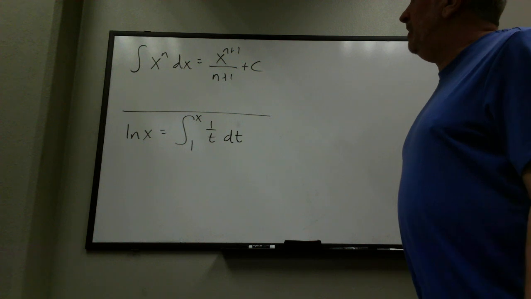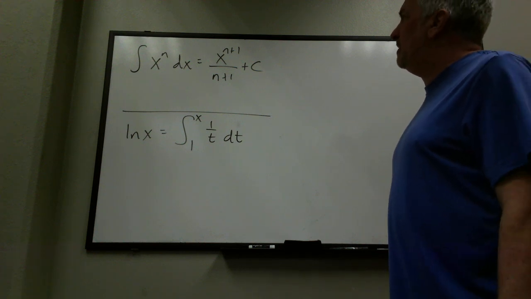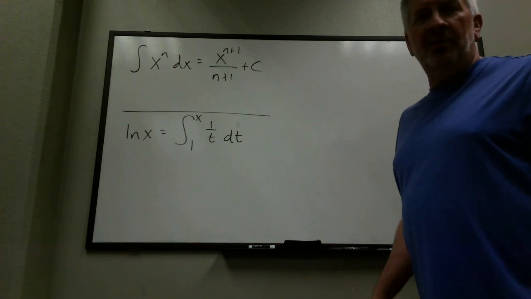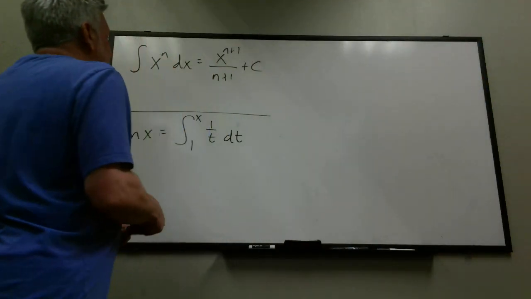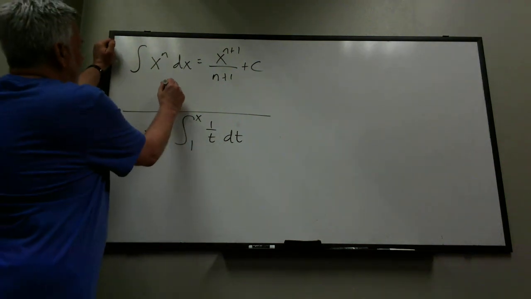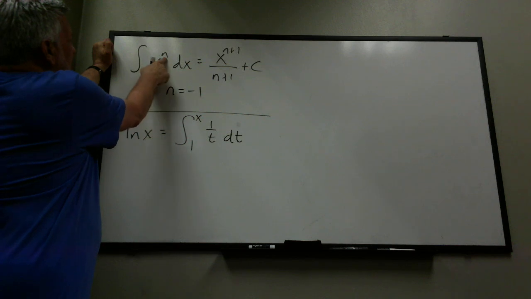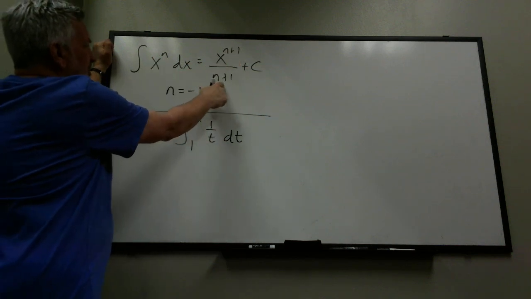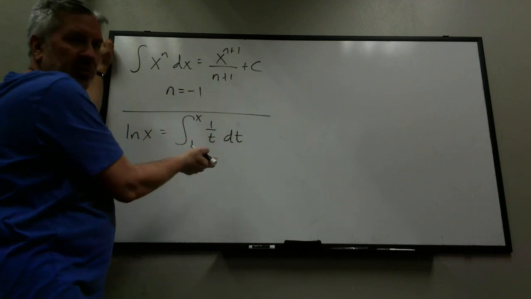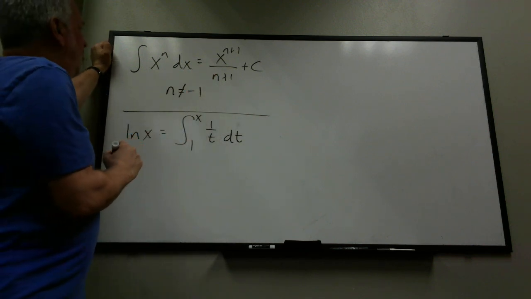Well, remember we had this indefinite integral formula. The integral of x to the n dx is x to the n plus 1 over n plus 1 plus c. Well, what was the problem with this formula? Notice if n is negative 1, then this term becomes 0, which makes the formula meaningless. So we assumed n could not be negative 1.